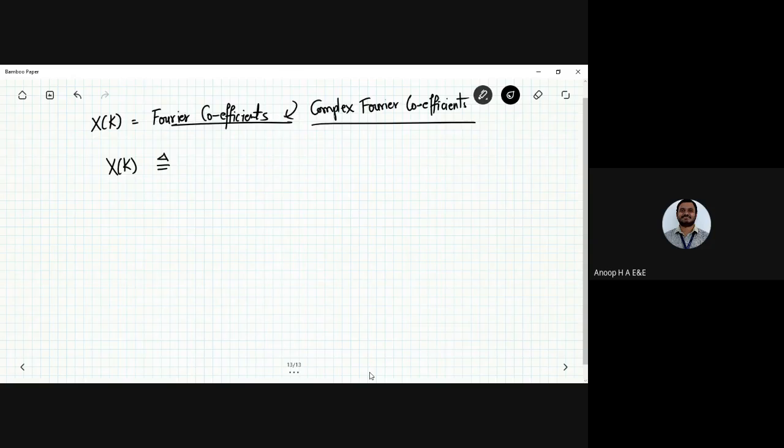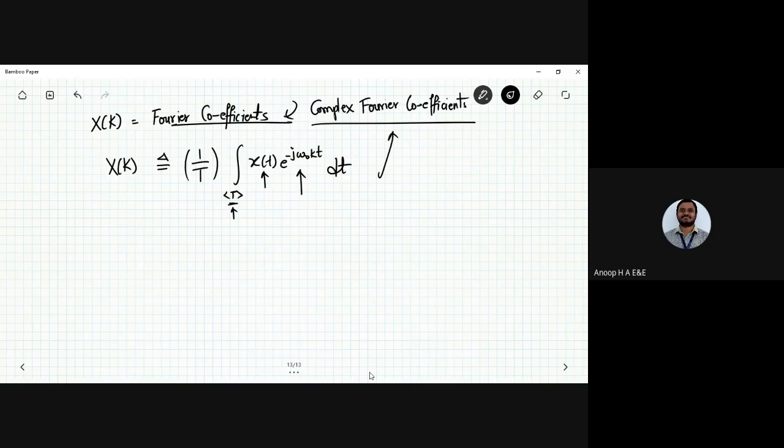How is it defined? It is defined as 1 divided by T, integral of x of t e power minus j omega naught k t dt, over a period. So x of k is defined as 1 divided by T, the integral, where T is the time period, x of t is the continuous time signal, and this is the exponential representation. This is how we write the complex Fourier coefficients.